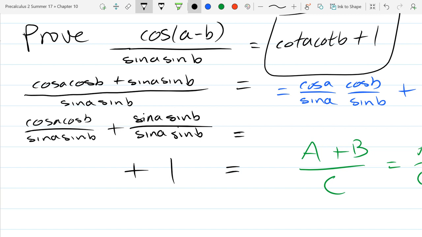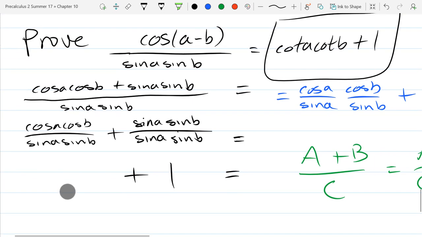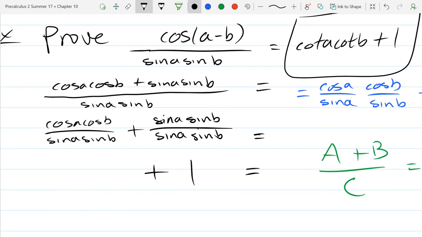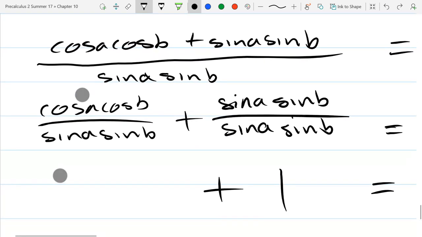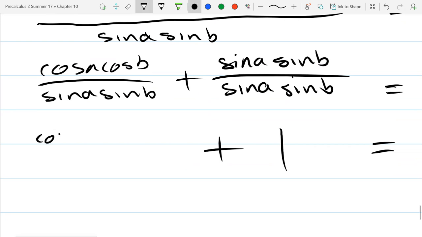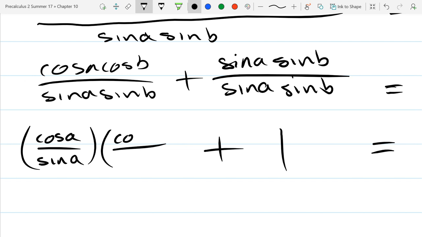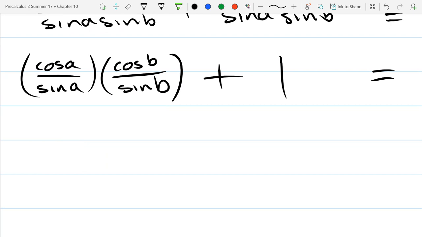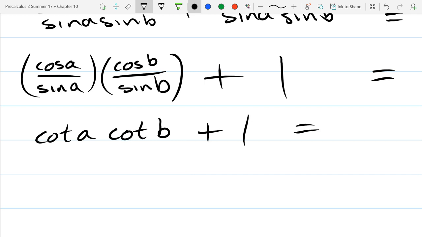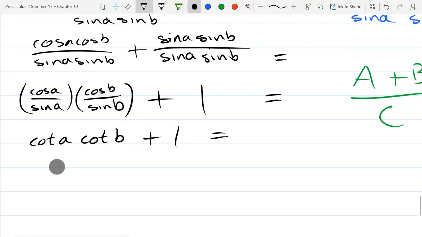Here's another time to look ahead at the final result. Ah, it's plus one. So that should be definite confirmation right there. Now we're going to analyze this fraction. Really, we want to group it. I'll do an extra step that's not really needed, except it's good for algebra demonstration purposes. So let me just finish writing this. Cosine over sine turns into cotangent A, next one cotangent B plus one. And that's the result we wanted to get to.